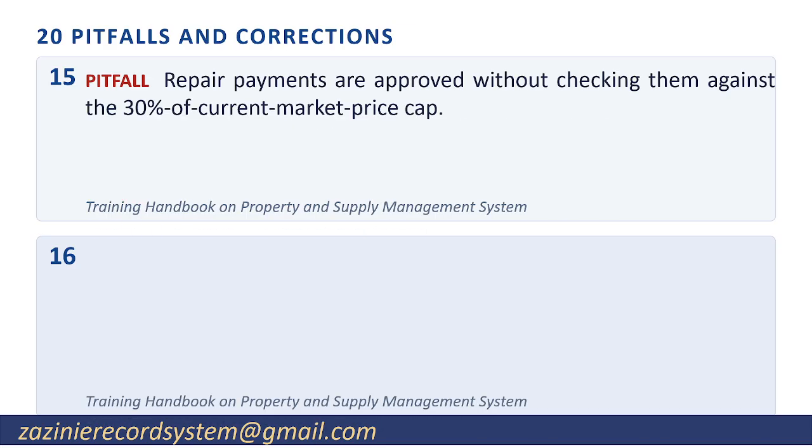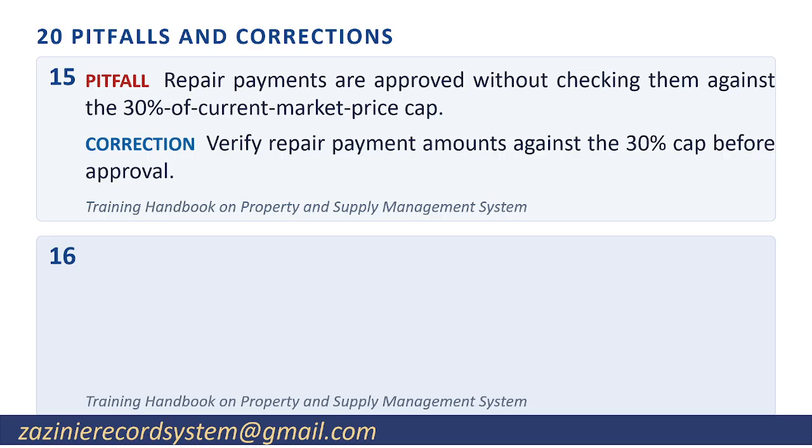20 pitfalls and corrections. Number 15. Pitfall. Repair payments are approved without checking them against the 30% of current market price cap. Correction. Verify repair payment amounts against the 30% cap before approval.